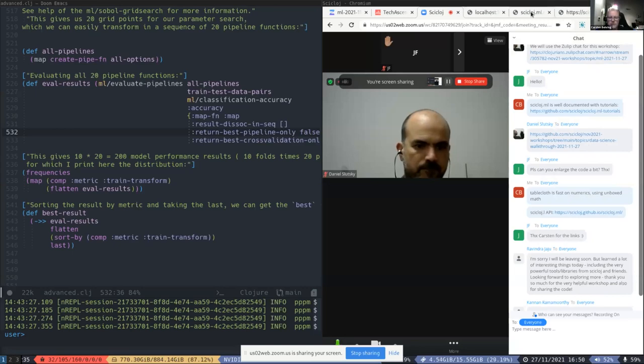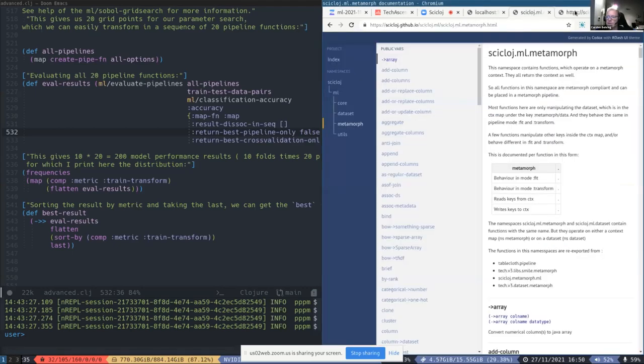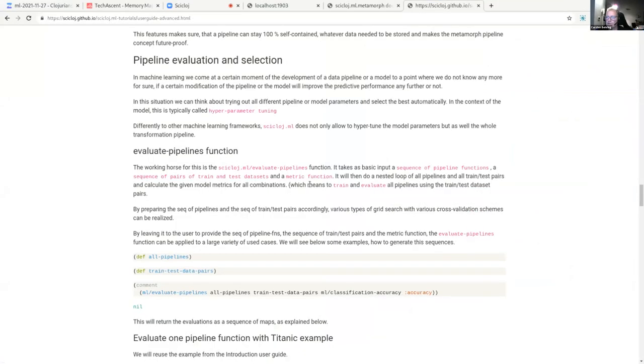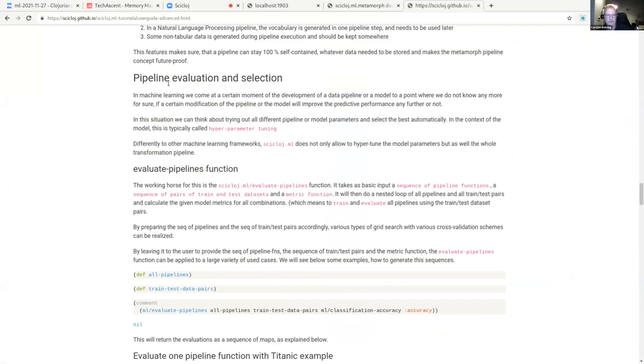Entire screen share. In the interest of time, instead of looking at the concrete code, I will present the advanced user guide, which contains the code, but then we go a little bit quicker. So we now enter this concept of pipeline evaluation and selection.